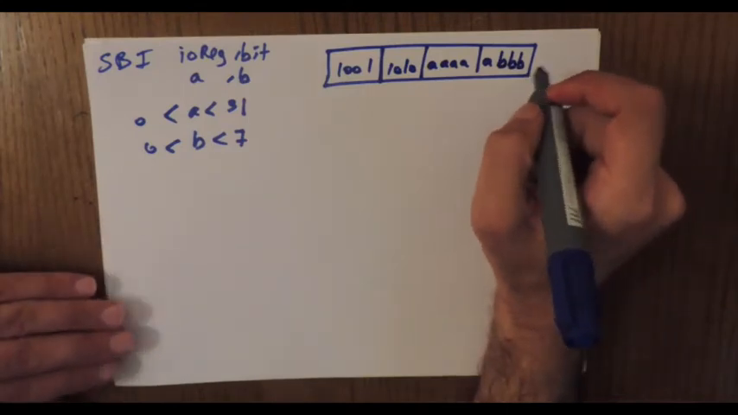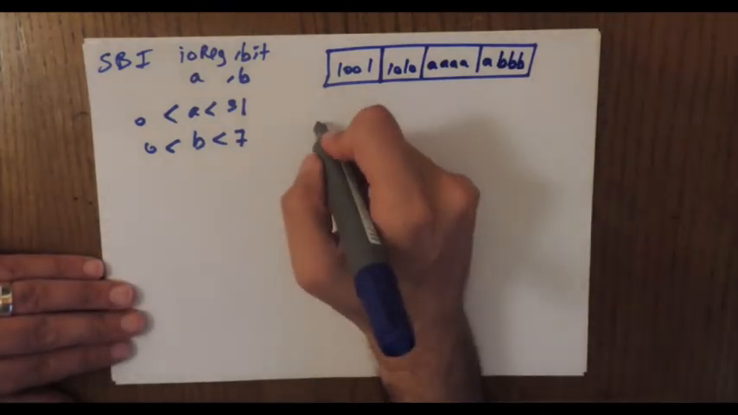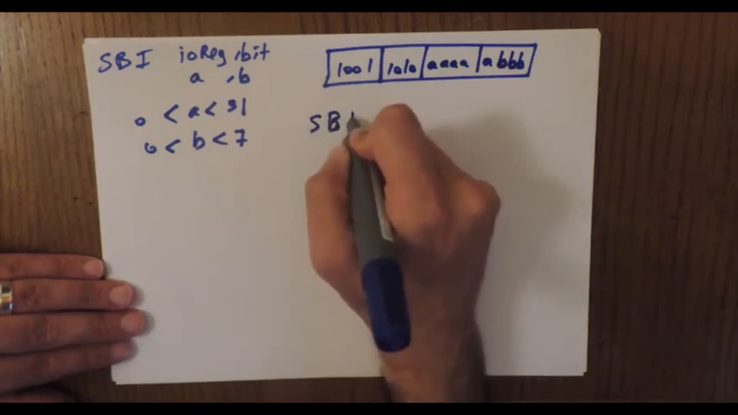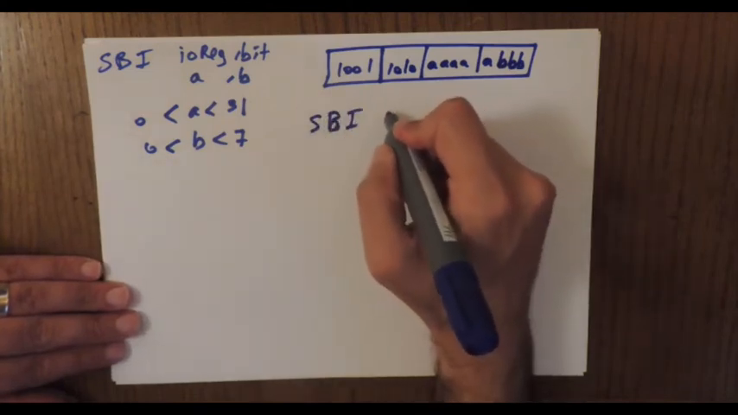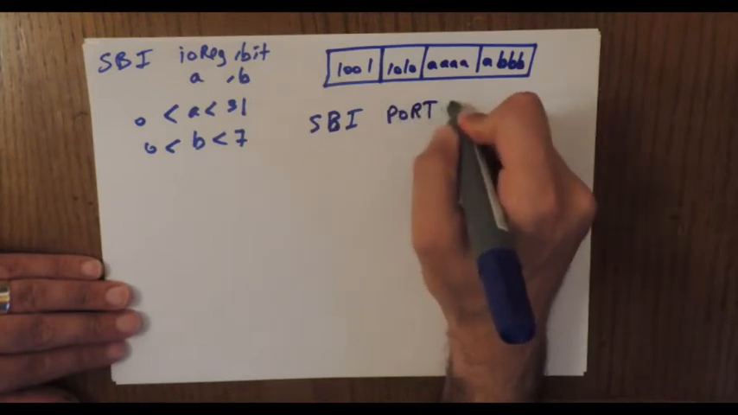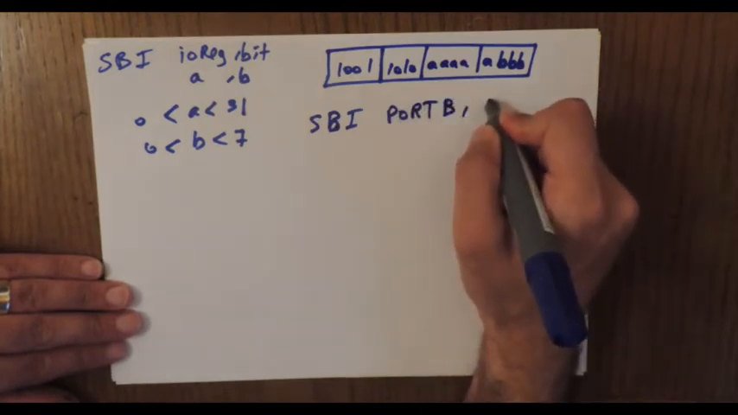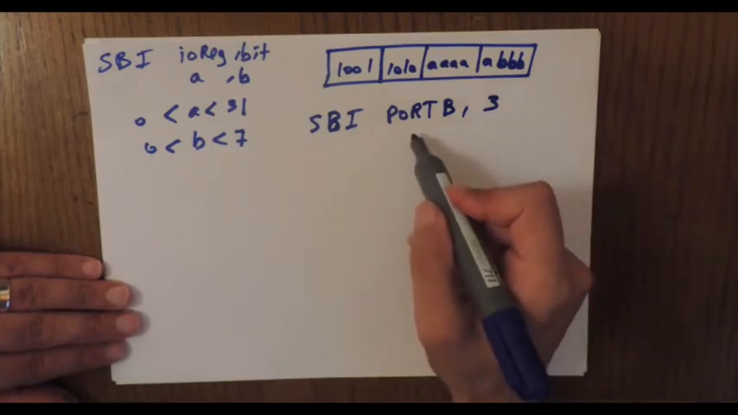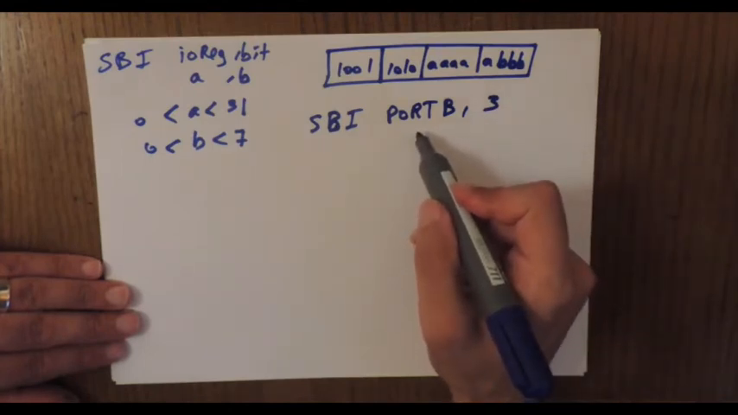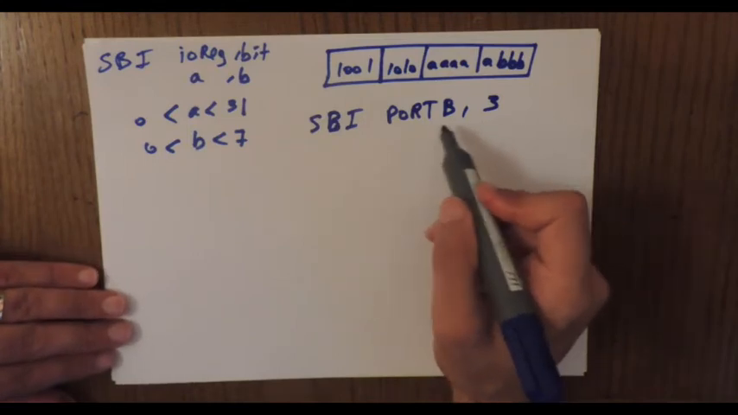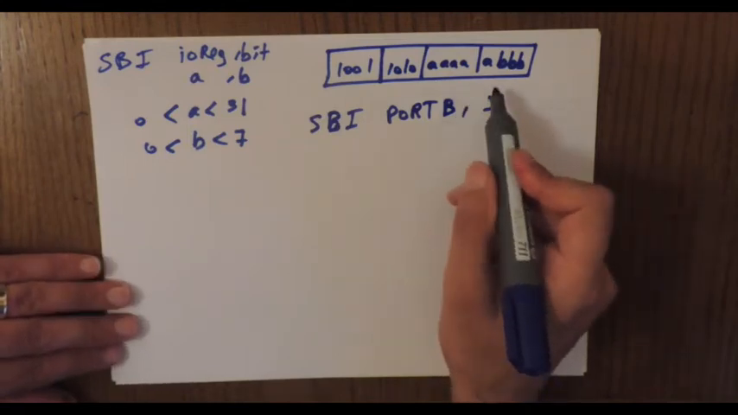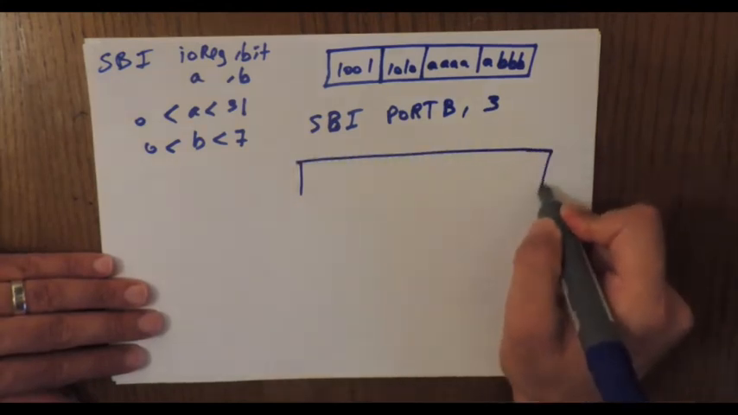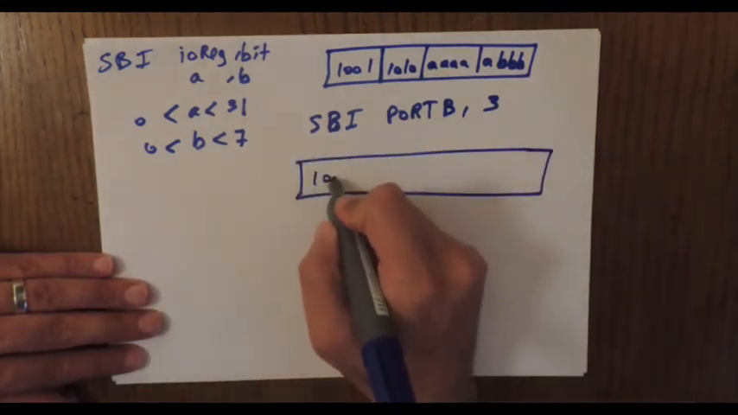So for example, if I have SBI port B, 3, I need to check what's the value of port B in terms of address to know exactly what to place in the A's. So if I want to translate this to binary, of course this stays fixed.